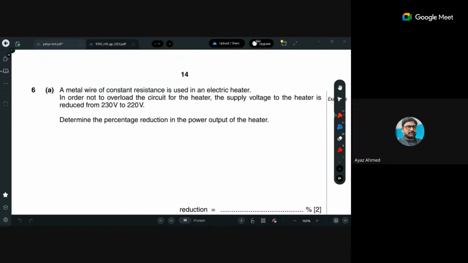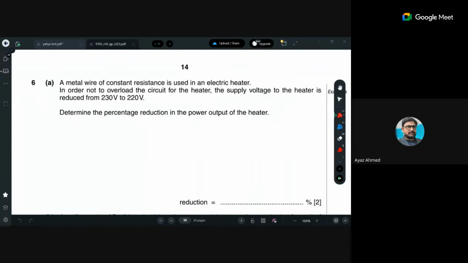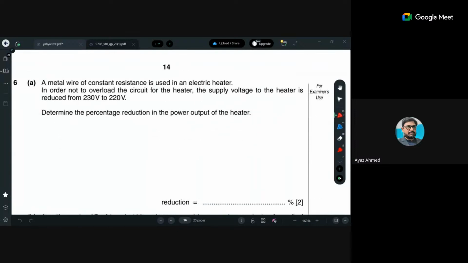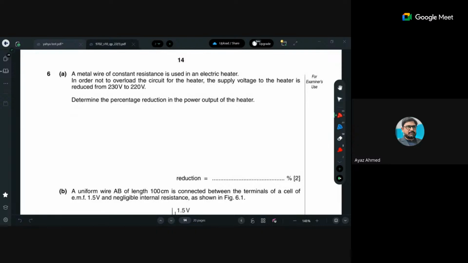Okay, here you have question number 6. In that question, it is said that a metal wire of a constant resistance is used in an electric heater. In order to overload the circuit for the heater, the supply voltage to the heater is reduced from 230 to 220 volts. Determine the percentage reduction in the power output of the heater. Right, power percentage reduction is required.